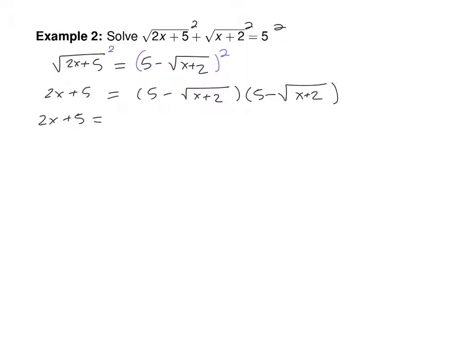Now, what do you get when you're distributing on the right side? First, we'll have 25 minus how many square roots of x plus 2? 10. And then the one tricky thing comes from multiplying root x plus 2 times root x plus 2, right? What did I forget? Yeah, this needs to be in parentheses. Does that make sense? What is a negative and a negative? Yeah, it should be positive. I forgot two things. Sorry.